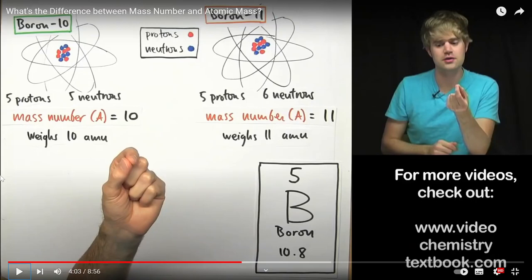Yes? A is just the letter that we use to refer to the mass number. So you probably won't use that a lot in grade 9, but if you take Chemistry 11, we call the mass number A. And we call the atomic number Z.